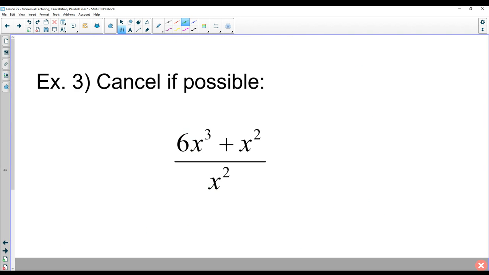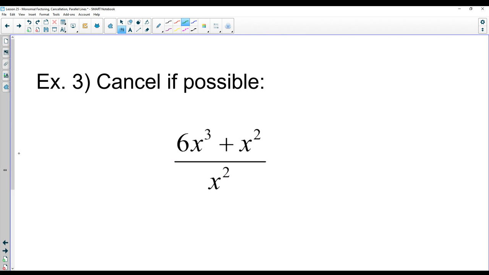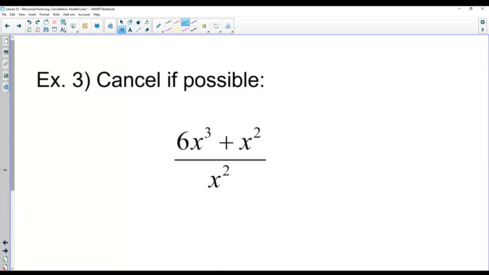So with that, let's do a cancellation problem. It says, cancel if possible, and we're going to throw in some x's here. All right, can we cancel? Well, let's see. What we can't do, remember from the last slide, is this. That is not allowed. However, you should notice that you do have a common factor. You have a GCF, greatest common factor, in all three terms. It's x squared.